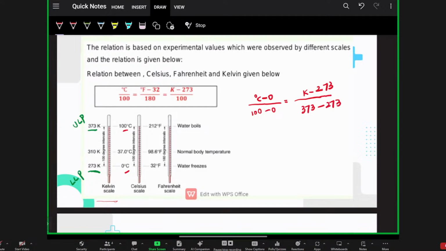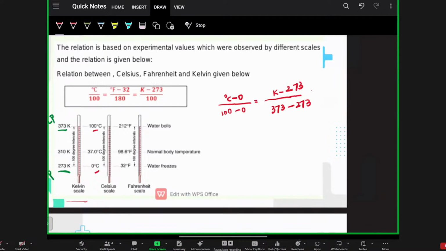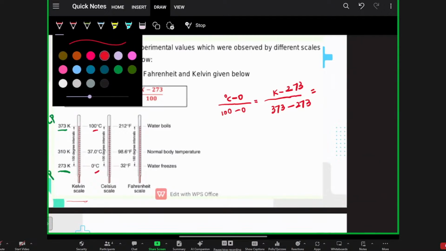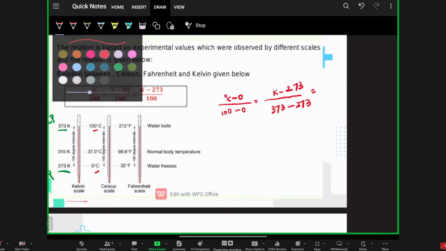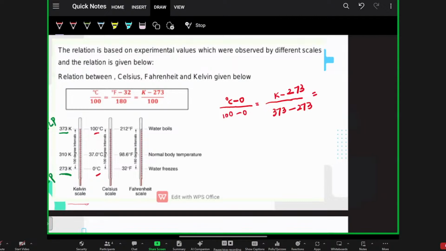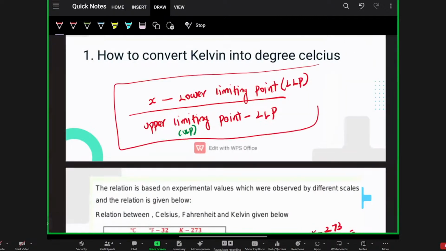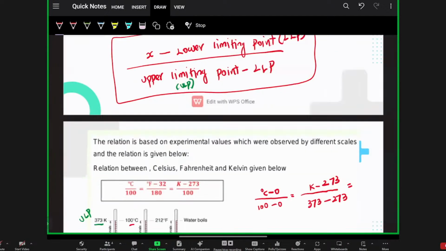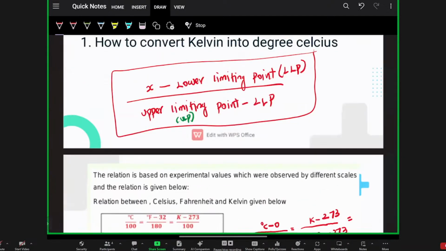Similarly, we can equate this with the Fahrenheit. The approach is the same. So the scale minus lower limiting point, divided by upper limiting point minus lower limiting point. This is the basic funda: x minus lower limiting point divided by upper limiting point minus lower limiting point.